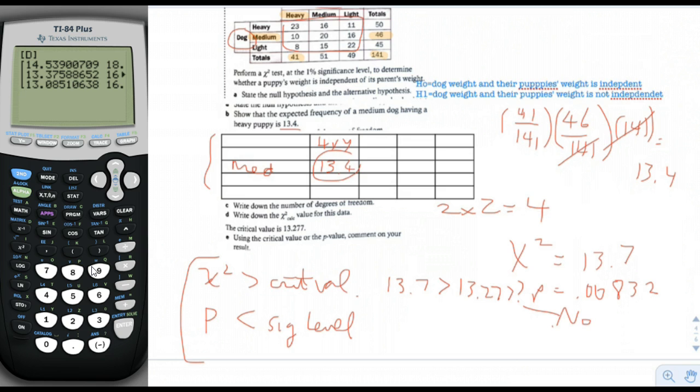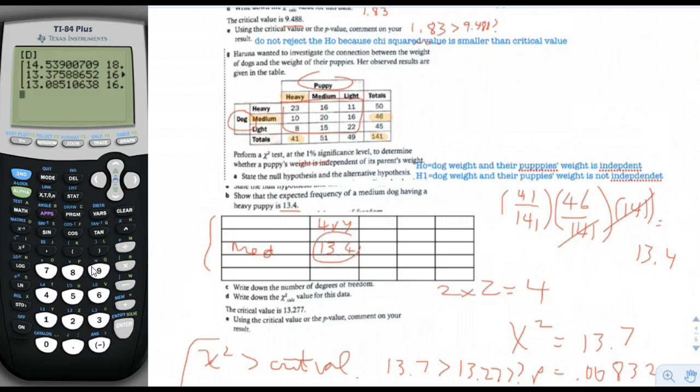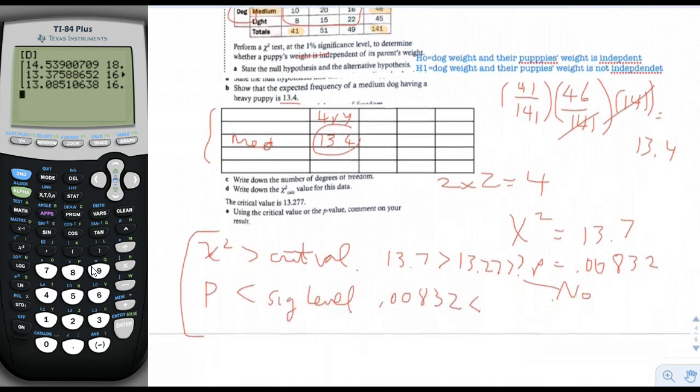And what about the p-value? The p-value is 0.00832. Is it less than the significance level? The significance level is 1%. Converting to decimal, 0.01. Is 0.008 less than 0.01? Yeah, it's barely less than 0.01. So also, no. Both should always give you the same answer of no, okay? And then you say, okay, since they're both no, then we do not reject the null hypothesis. And that's it.